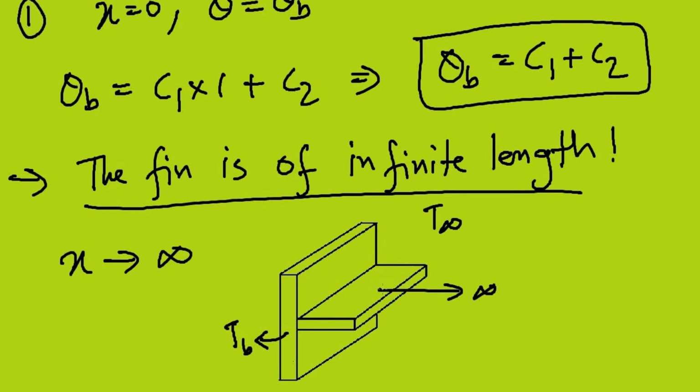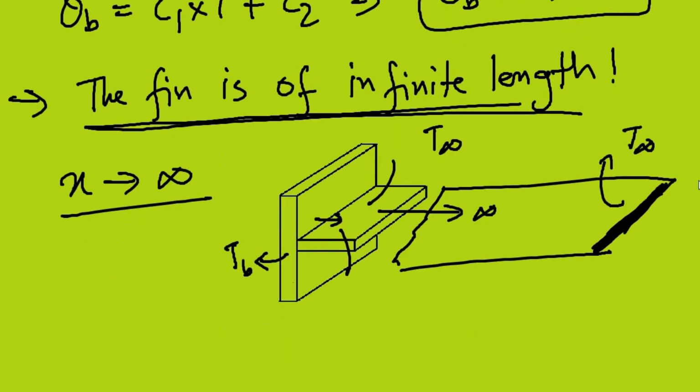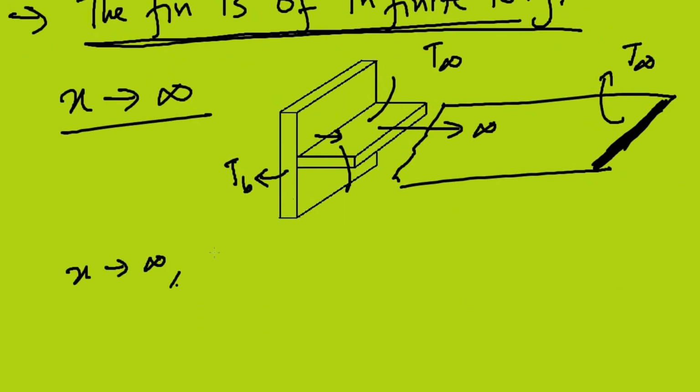So what can you conclude from this? All the heat which is conducted by the base to the fin is getting convected away to the ambient, because the fin is of infinite length. What this means is that the tip of the fin, this is infinity, so I am drawing it from here, will be at a temperature T infinity at x tends to infinity. This is the boundary condition for a fin of infinite length. So at x tends to infinity, T will become T infinity.